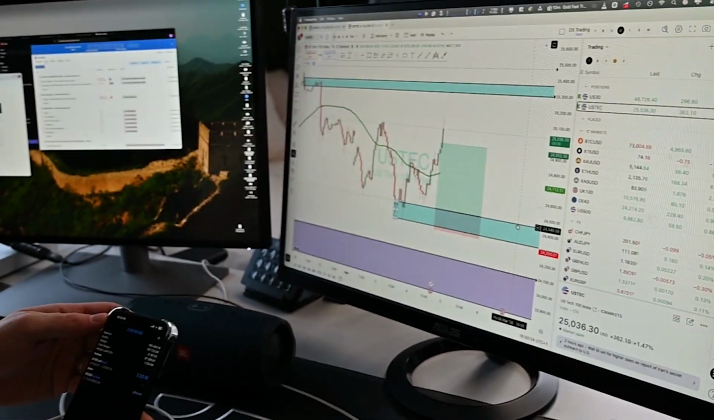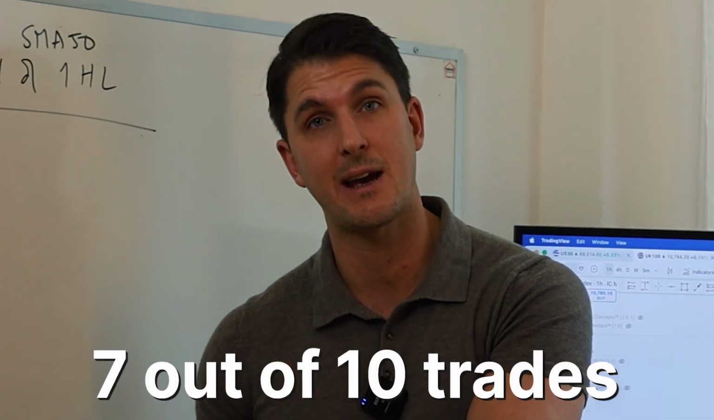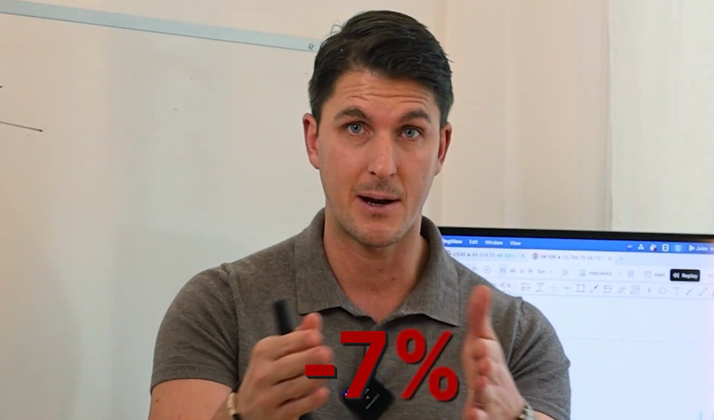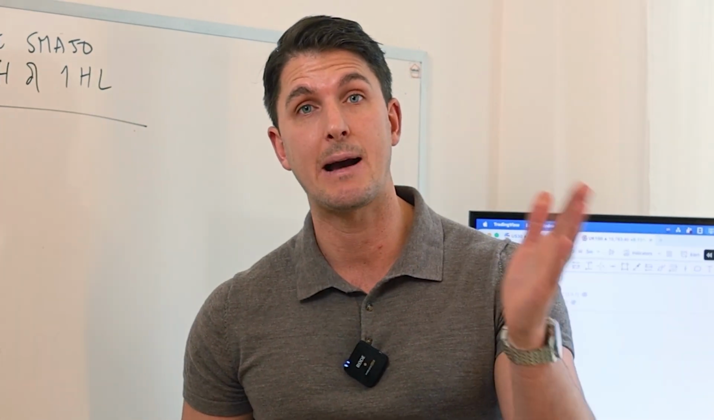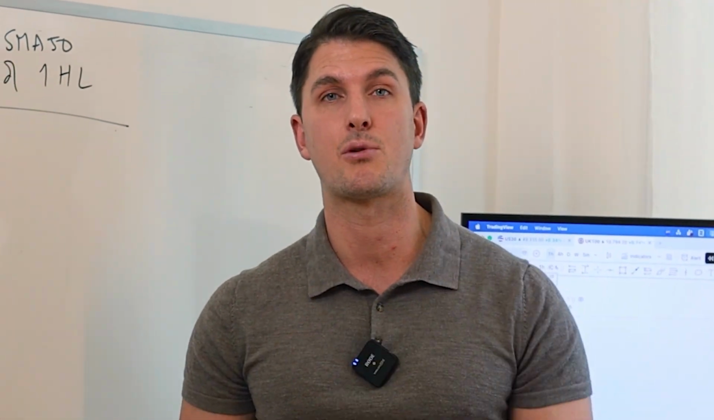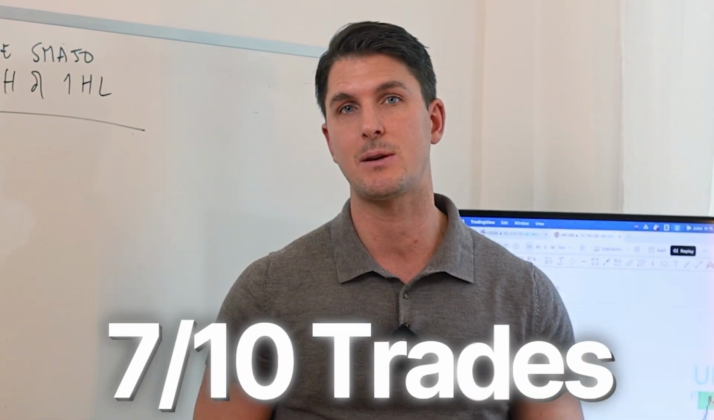With this strategy, I can actually lose 7 out of 10 trades. 7 times 1% is minus 7%. And if I make 3 trades times 3, that's 9%. I can actually be profitable, even if I would lose 70% of my trades.